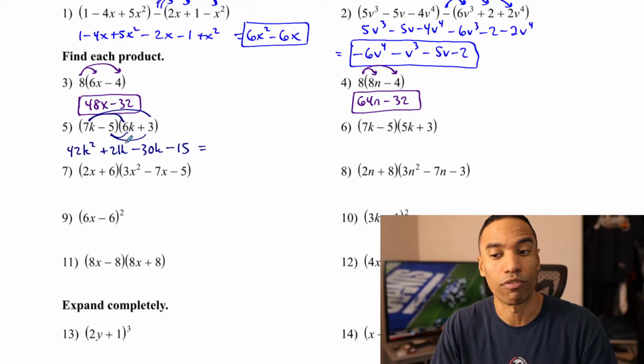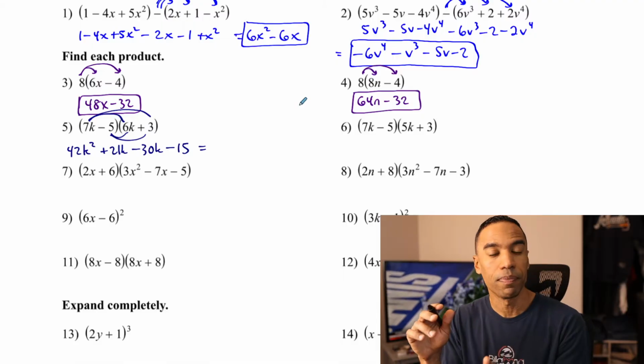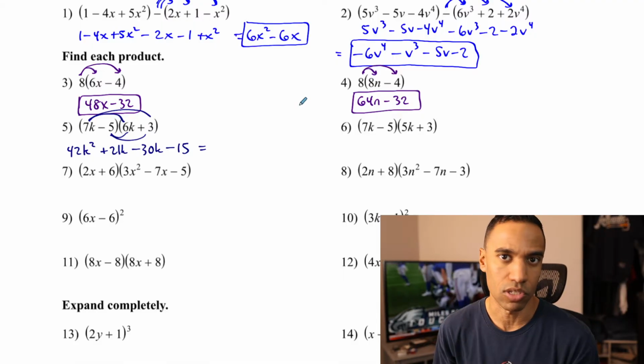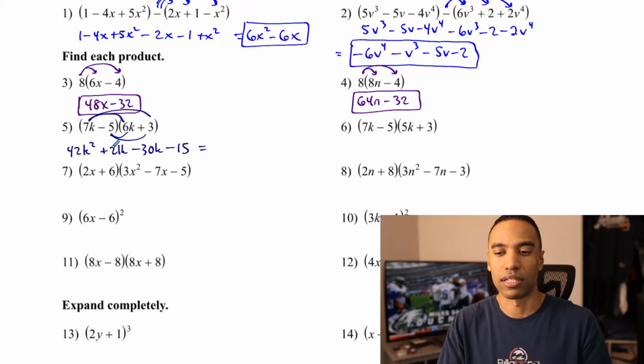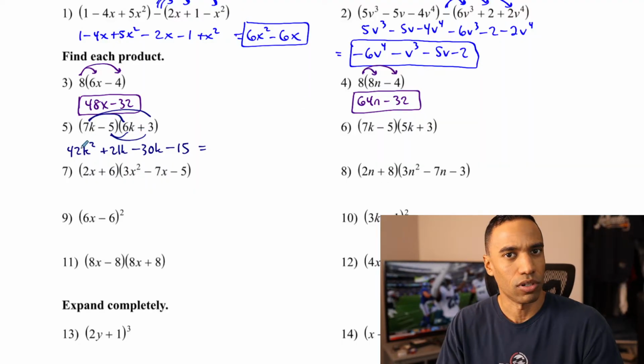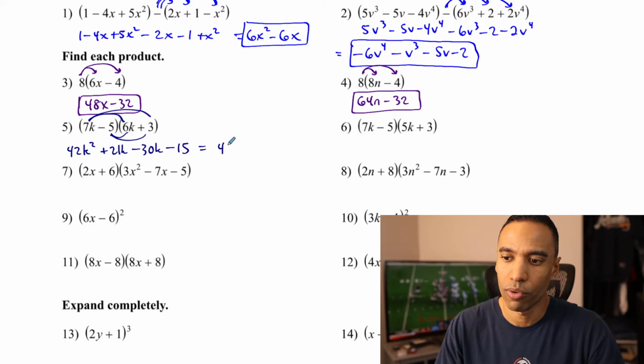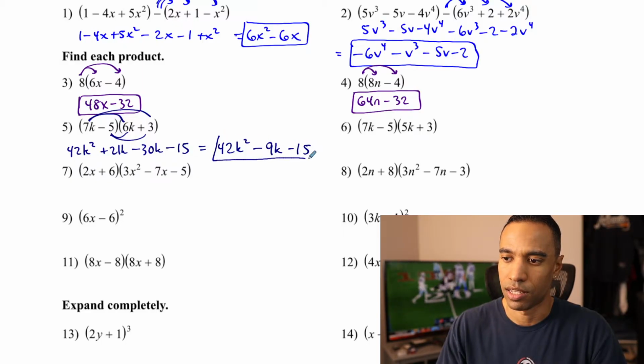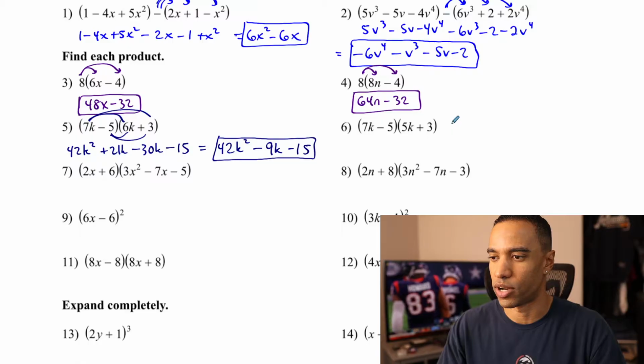I am going to be going faster on problems like this over time, especially when we have to FOIL things with the radicals and such. I'm going to do a lot of it mentally. I'll say it out loud, but I'm going to do this a lot faster after a couple times through. So 42k squared is the first term in standard form. 21k minus 30k is negative 9k, and negative 15 rounds it out. It's a trinomial, quadratic trinomial.